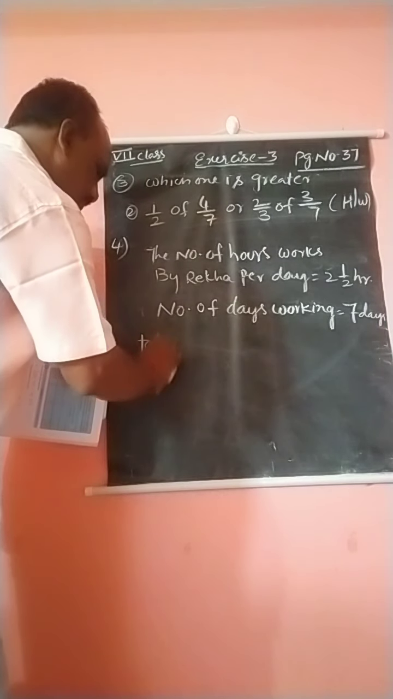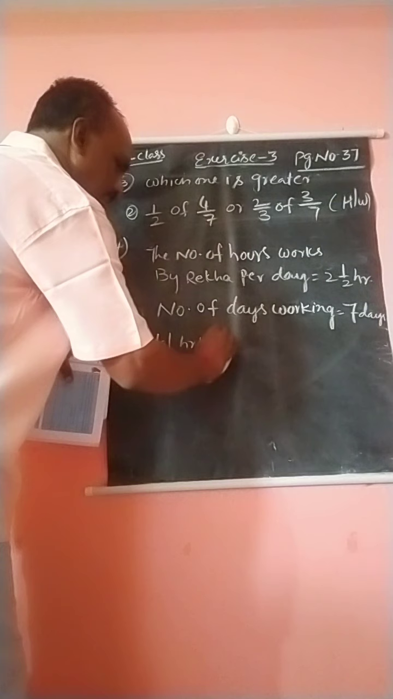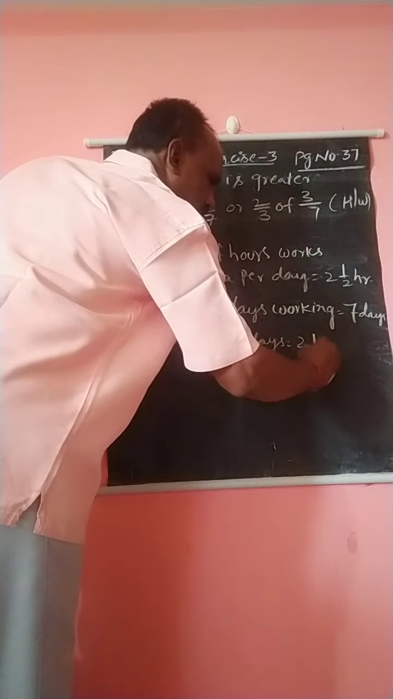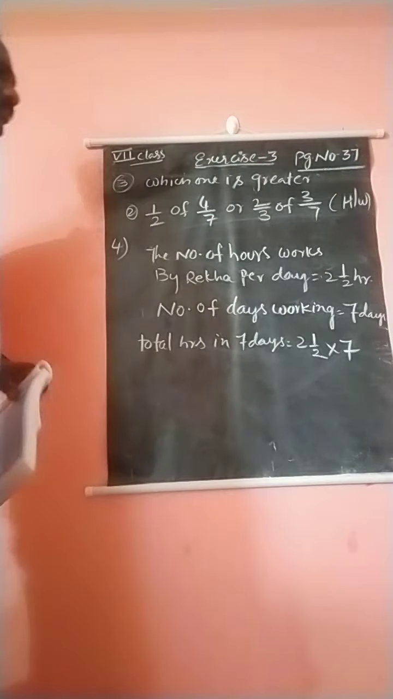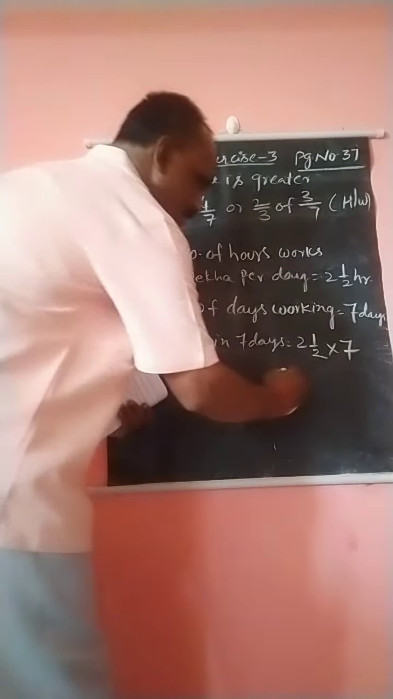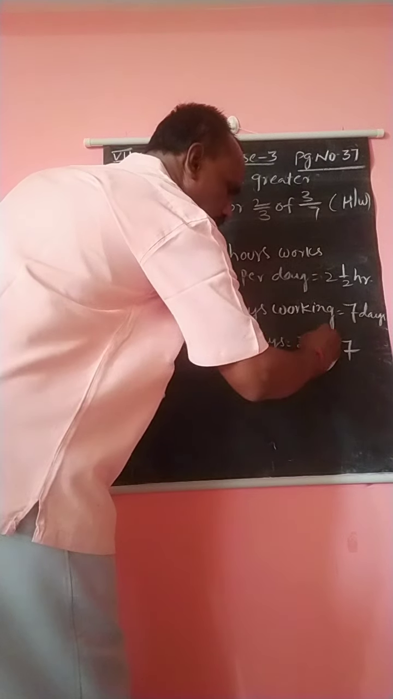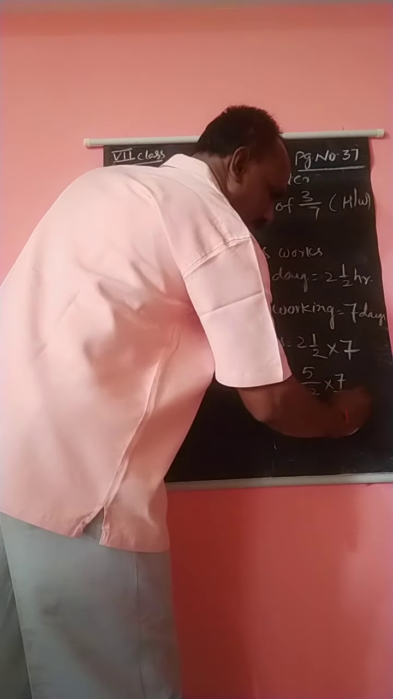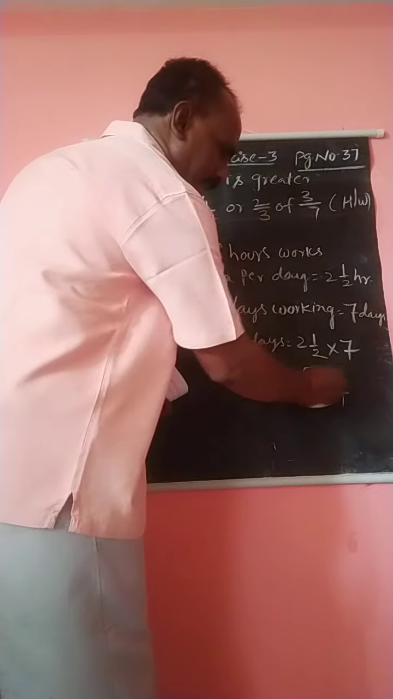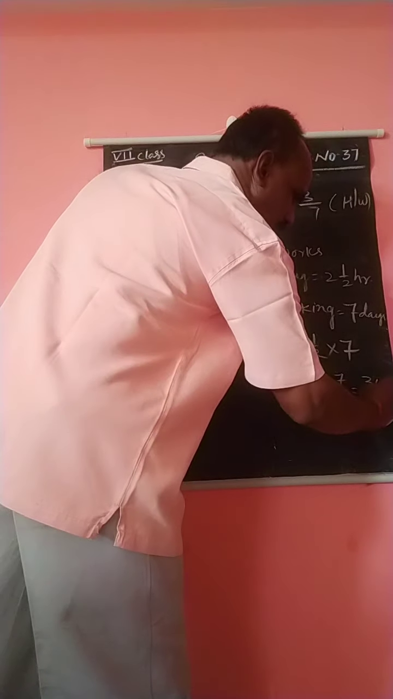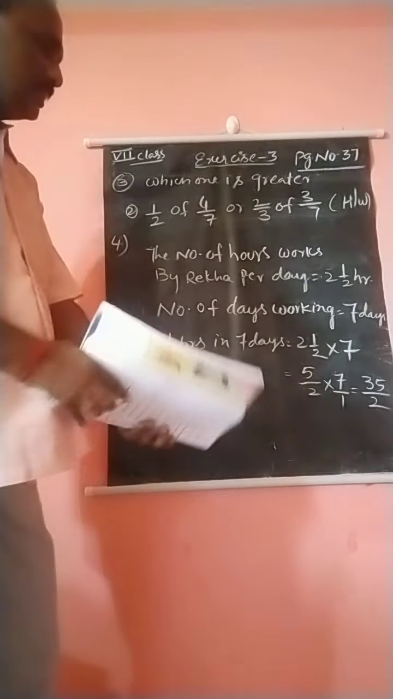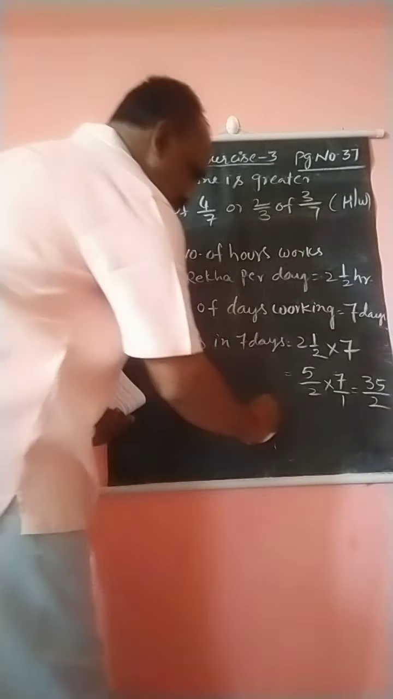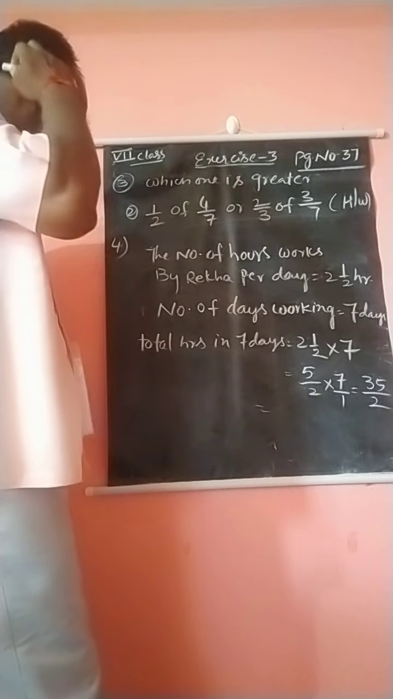So the total hours in 7 days is equal to 2.5 into 7. 2.5 means 2 twos are 4 plus 1, 5 by 2, into 7. Next, 7 can be written as 7 by 1. There is no cancellation. 5 sevens are 35, 2 ones are 2. So 35 by 2, which you can express as a mixed fraction.